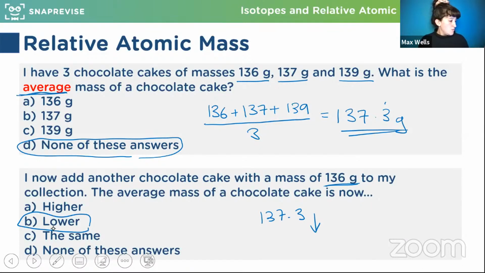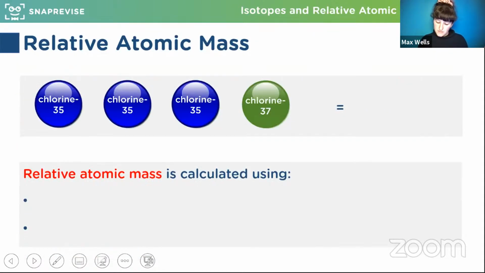Okay. Right, I've realised I'm running slightly low on time, so I'm going to move forwards. Let's relate it back to our chlorine atoms. If we've got 3 atoms of chlorine 35 and 1 atom of chlorine 37, what's the average mass of chlorine in this sample? It's the same as our chocolate cakes. Instead we've got 3 chlorines that weigh 35 and 1 chlorine that weighs 37. What's our average mass of chlorine in total?